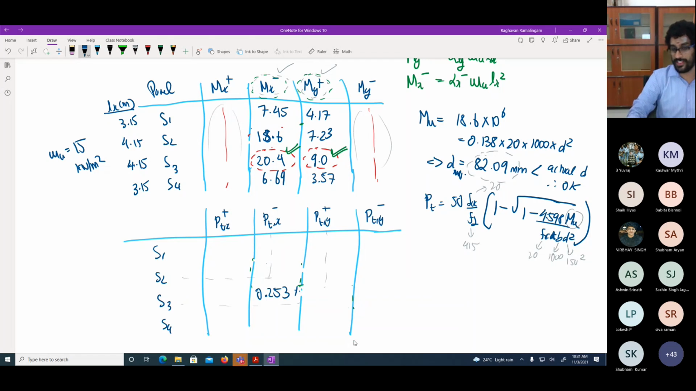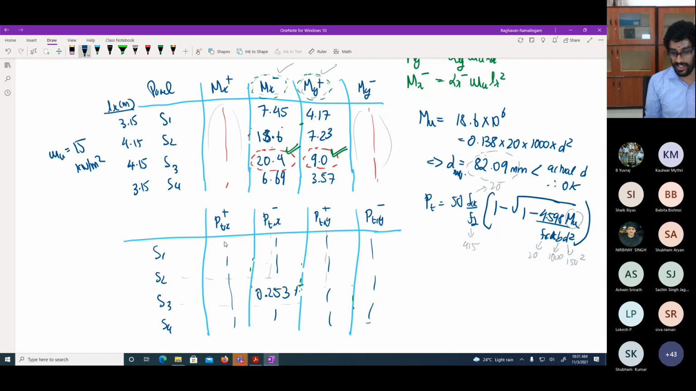Like this, you'll have to find for each of them. So you'll be finding 4 values here, 4 values here, 4 values here, and again 4 values here. What you can do, if you want, is provide each panel separately the reinforcements in X, Y, positive and negative directions.